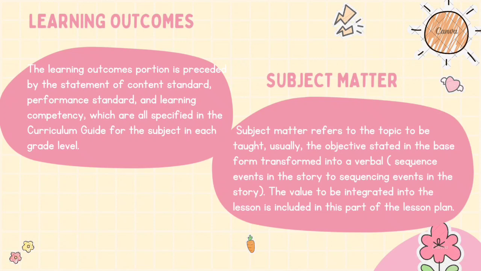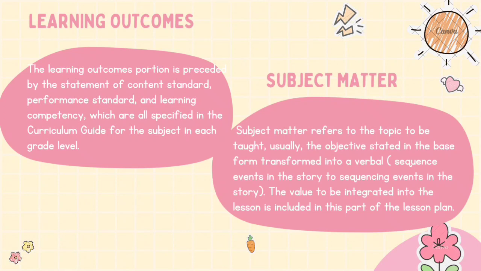First, the learning outcomes. The learning outcomes portion is preceded by the statement of content standard, performance standard, and learning competency, which are all specified in the curriculum guide for the subject in each grade level. Learning outcomes describe a wider range of behavior, knowledge, and skill that make up the basis of learning. For example, learners can reliably demonstrate how to use de-escalation techniques to neutralize conflicts.